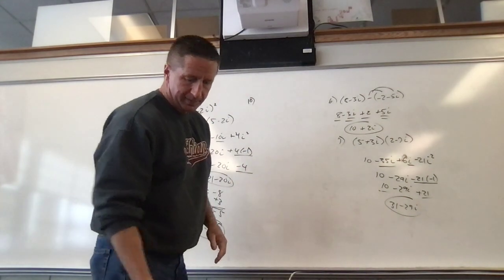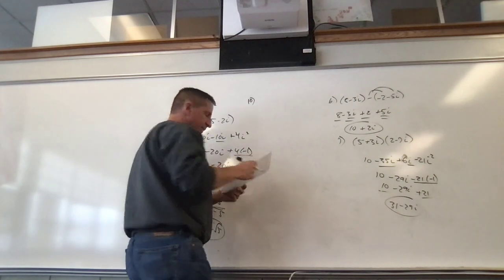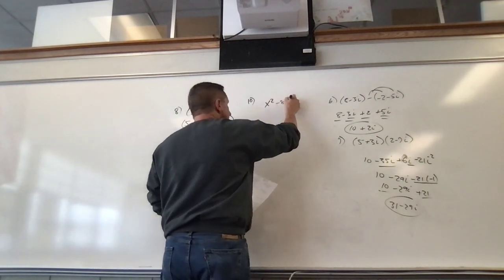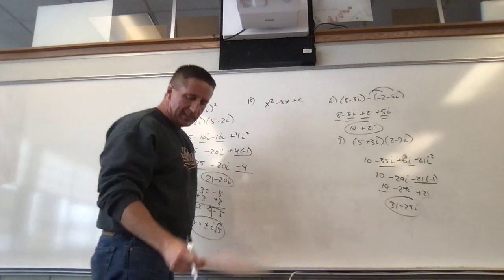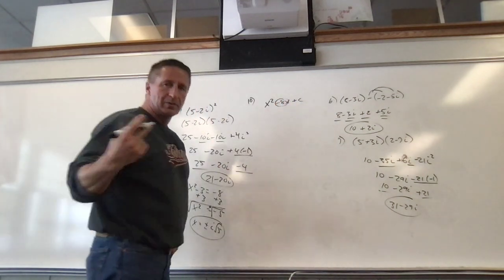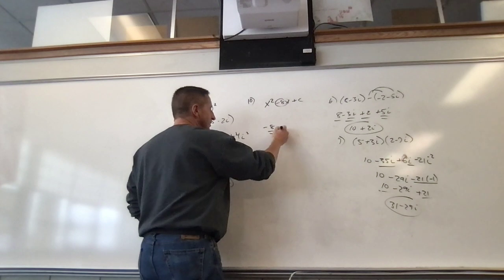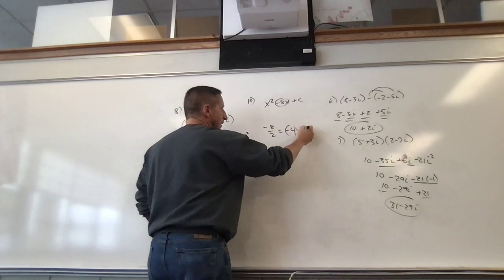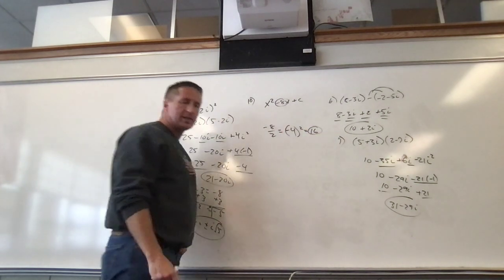Number 10. Okay, x squared minus 8x. They want to know what makes c into a square. You look at this number right there, negative 8. You do 2 things to it. Divide by 2, you get negative 4, and you square it. Negative 4 times negative 4 is positive 16.